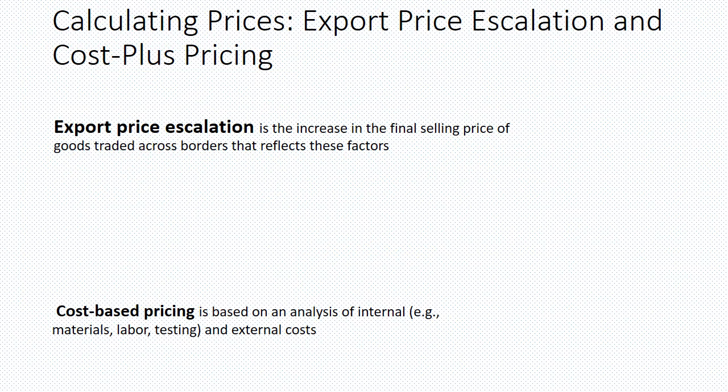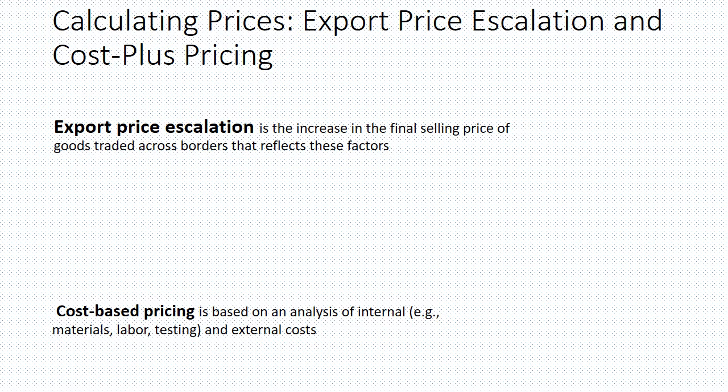Next is calculating prices. Export price escalation and cost plus pricing. The first is export price escalation. It's the increase in the final selling price of goods traded across borders that reflects these factors, such as: does the product reflect the product quality? Is the price competitive given local market condition? Should the firm pursue market penetration, market skimming, or some other price objective, and so on.